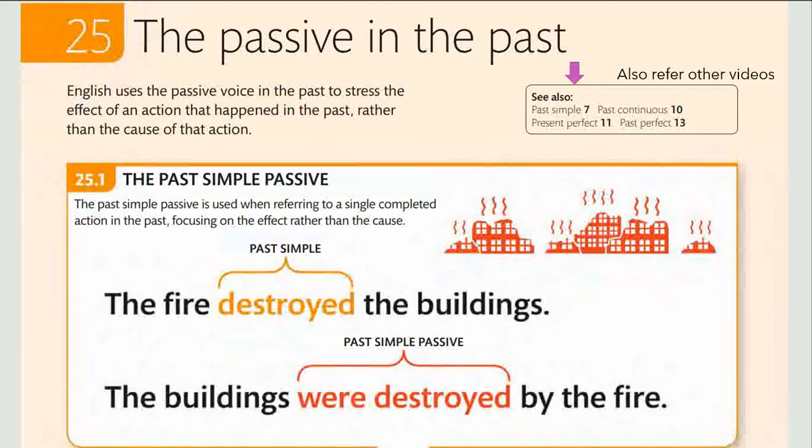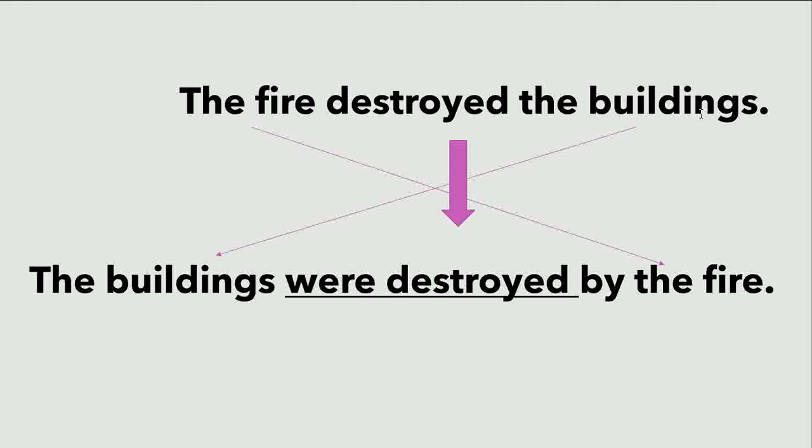Let us understand this construction properly. The fire destroyed the buildings. We take the fire, the subject, and make it the object of the sentence, and we take the object of the sentence and make it the subject, and the verb simple past changes to were destroyed. The buildings were destroyed by the fire. Now you may look at this auxiliary. This auxiliary changes according to the subject. If it is the buildings, it will take were. If it is the building, it will take was.